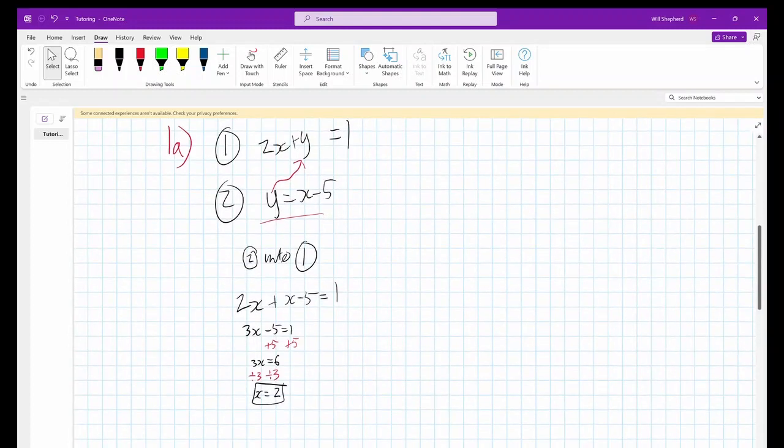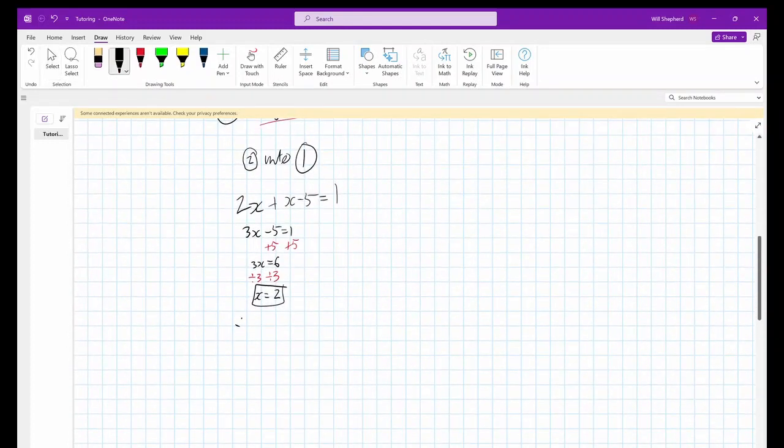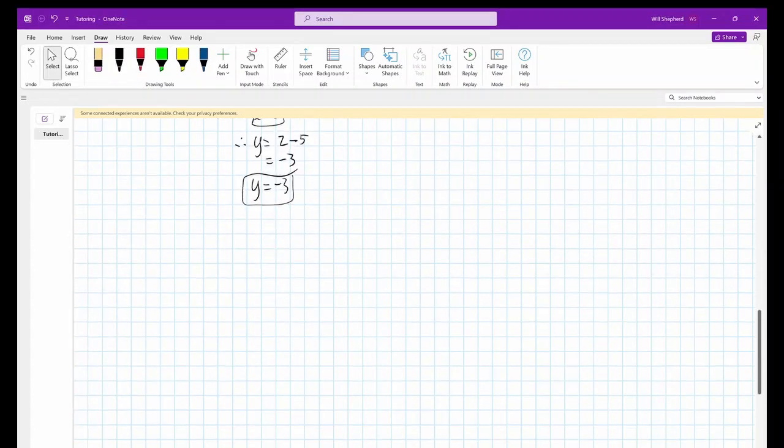Now we need to find y. We know x is 2, so we can put that straight back into equation 2. So y equals 2 minus 5, and 2 minus 5 is negative 3. So y equals negative 3 there. Slap a box around that, and we are done. Okay, moving on to question 2 now.